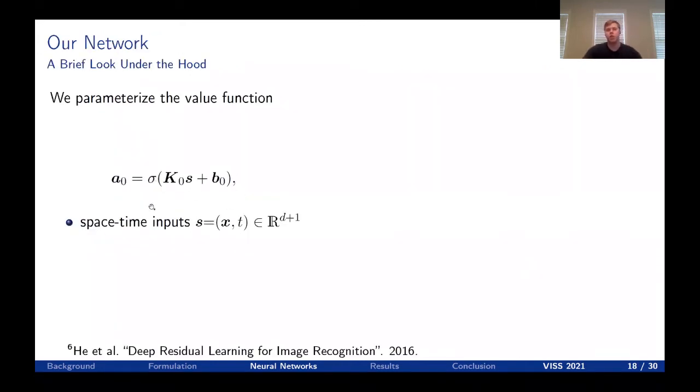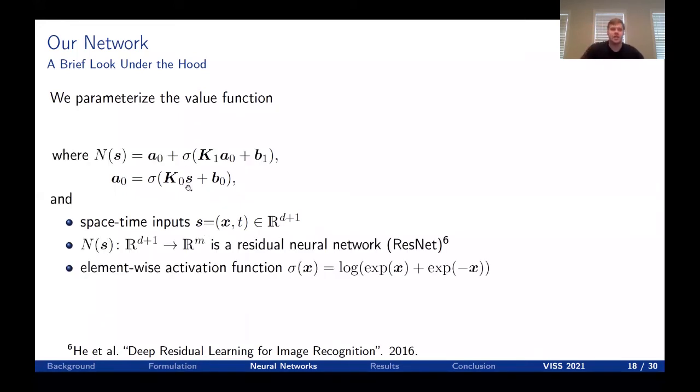So this would be our one layer, and our input is going to be space-time. So the layer itself is going to operate on a d+1 vector, which is just the current state it's at, concatenated with the time. And then we include another layer in this kind of formation, and this is called a two-layer Resnet.